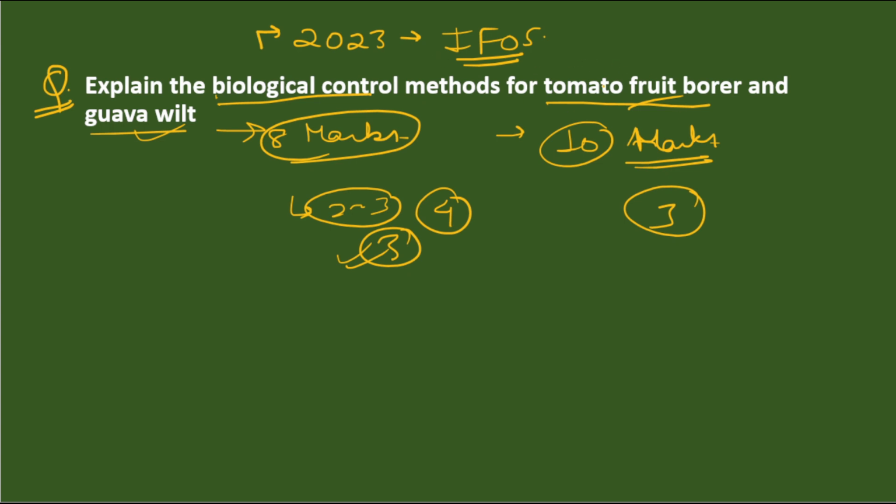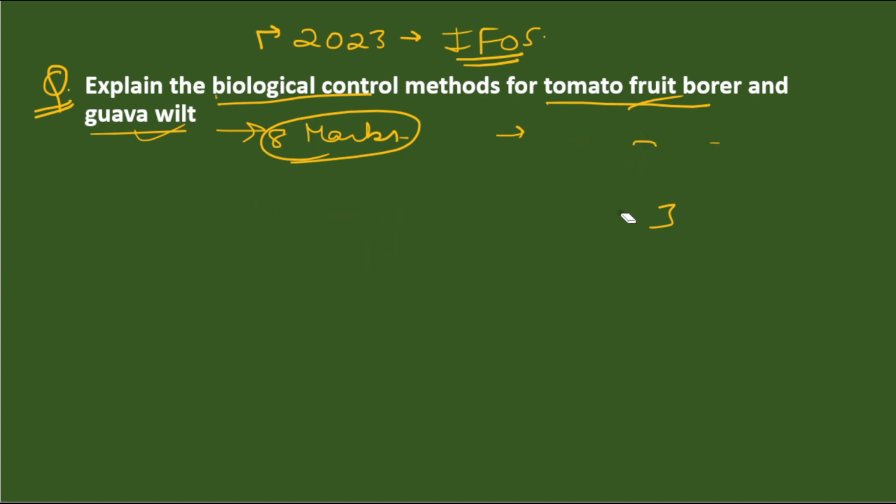3 for specific tomato fruit borer and guava wilt. That is why you will see that these types of questions are generally asked as 10 markers for CSE and 8 markers for the IFS examination. So this was the thing which I needed to tell you.